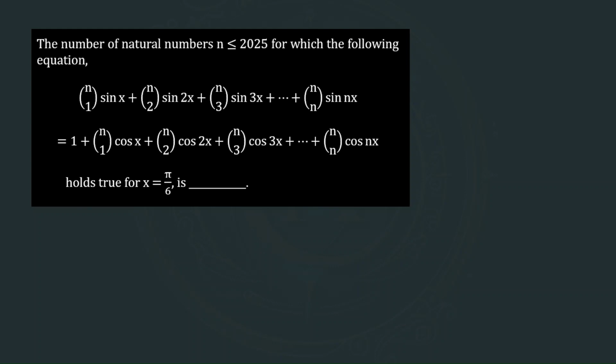Now to determine the values of n, we need to first solve this equation. That means we have to determine LHS and RHS separately. See, there are binomial coefficients nC1, nC2, nC3 and so on up to nCn involved in this question. That means there may be use of binomial theorem in this problem. But how to proceed?